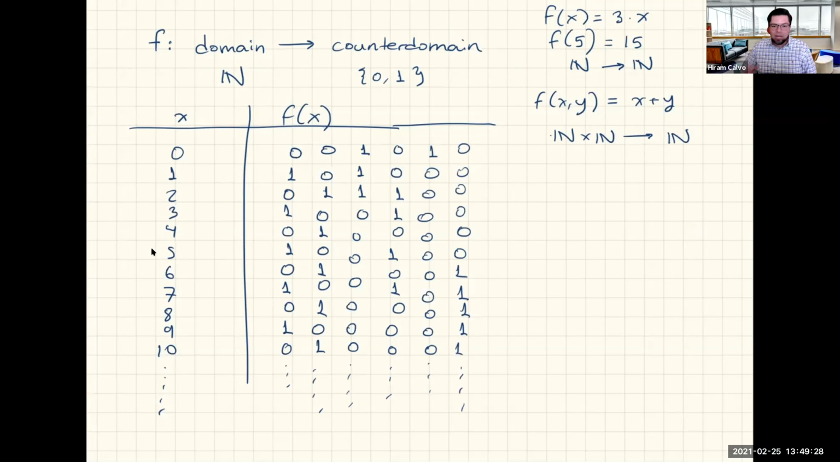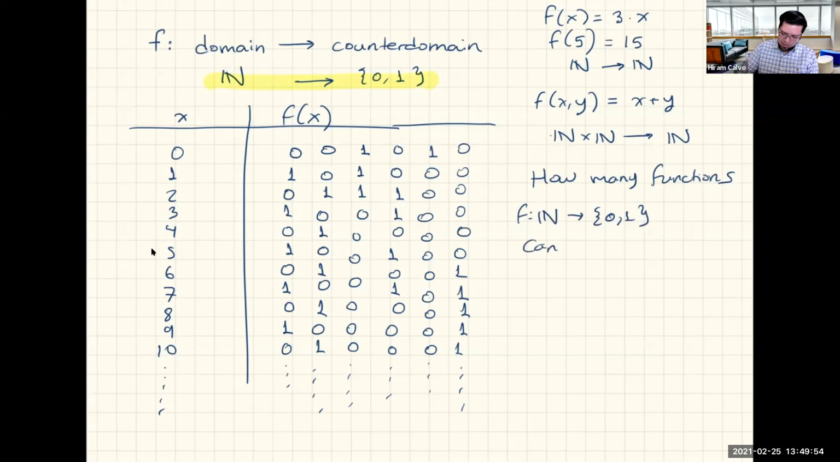What I want you to see is that we can invent so many different functions. The question is, how many different functions can be invented that have this form from N to {0, 1}? How many functions of this kind can be defined? Good question, Nathan.